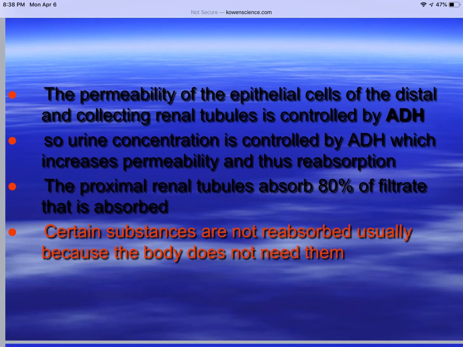The permeability of the epithelial cells of the distal convoluted tubule and the collecting tubule is controlled by ADH, which is antidiuretic hormone. So urine concentration is controlled by the antidiuretic hormone, which increases the permeability and the reabsorption. The proximal convoluted tubules absorb about 80% of the filtrate that is absorbed. If one takes alcohol, it blocks antidiuretic hormone, which prevents the distal convoluted tubule and the collecting tubules from reabsorbing the water that it could use.